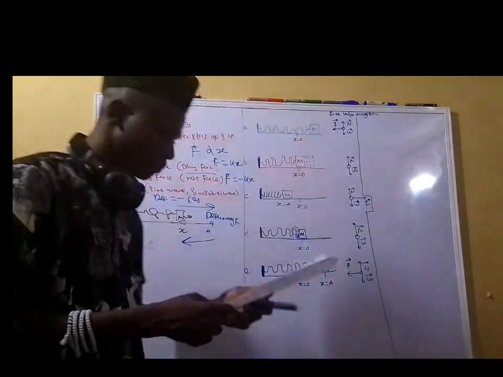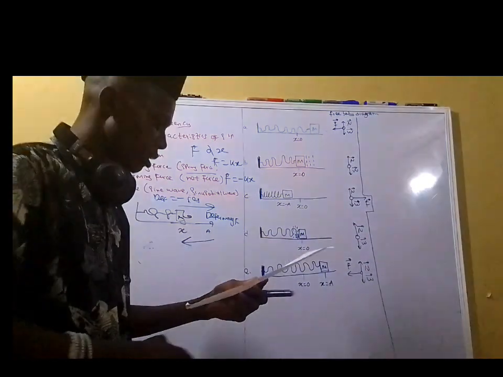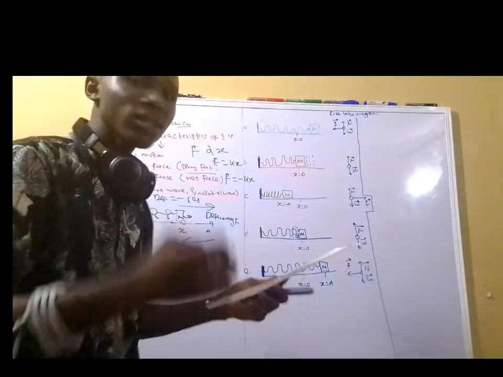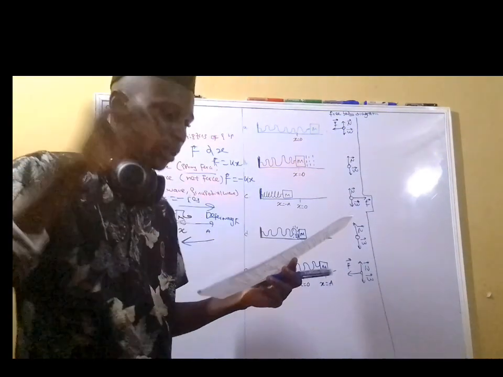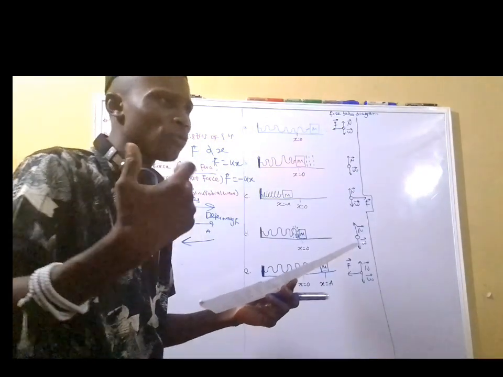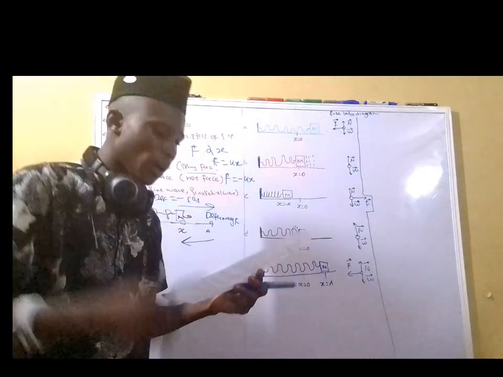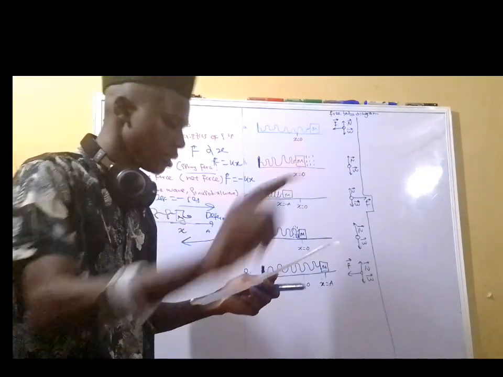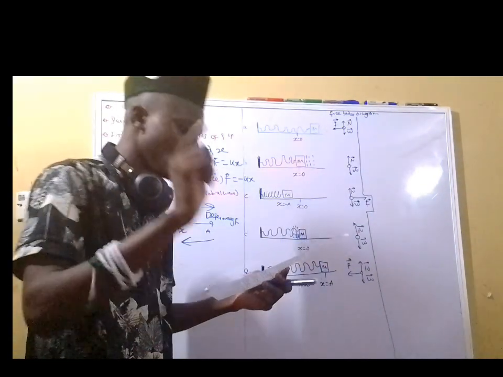Then moving on guys, now let's define periodic motion on its own. You see, a periodic motion is that kind of motion a particular object experiences by means of a restoring force. Are you getting what I'm saying?